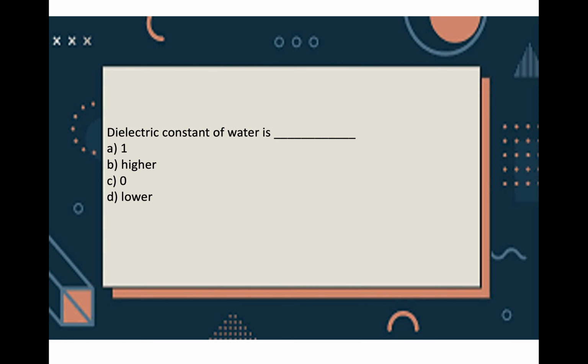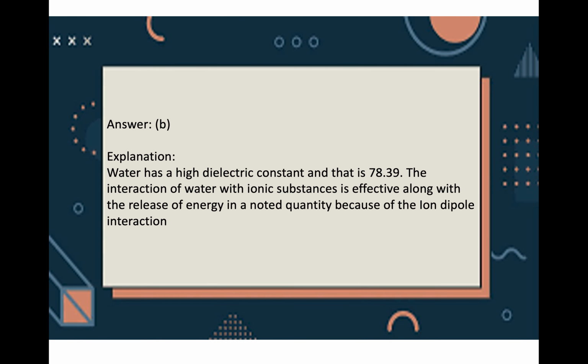Next question: the dielectric constant of water is 1, higher, 0 or lower. The answer is higher, because water has a high dielectric constant, which is 78.39. So when water reacts with ionic substances, it is effective, along with the release of energy in a small quantity, because of the ion-dipole interaction.